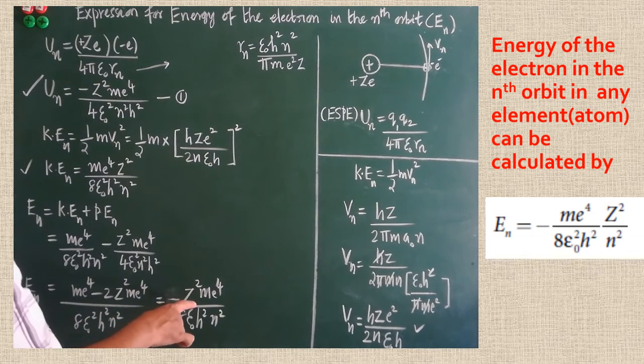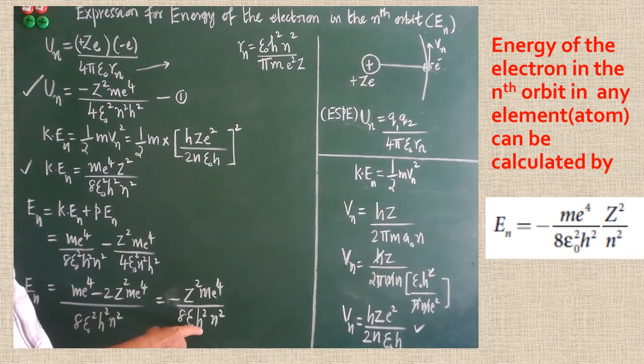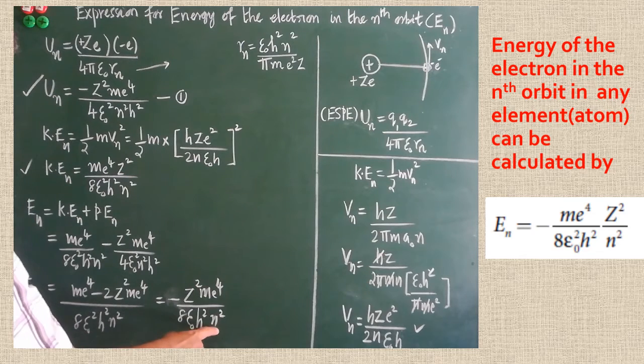Here all are constants. Z is the atomic number of the element, m is the mass of the electron, e is the charge of the electron, 8 is a number, epsilon naught is the permittivity of free space, and h square is nothing but Planck's constant. Okay, so this is the variable factor.